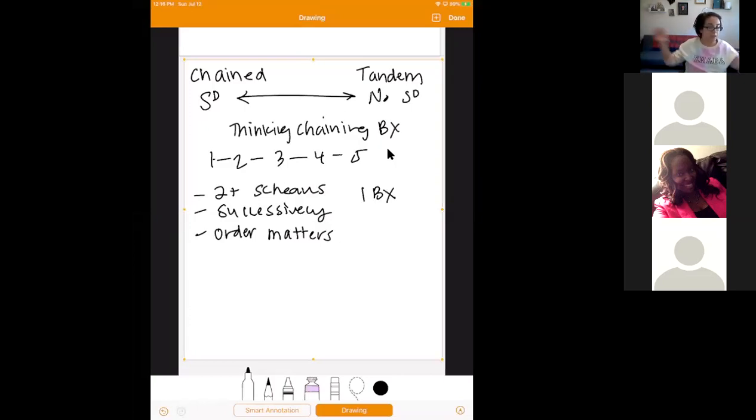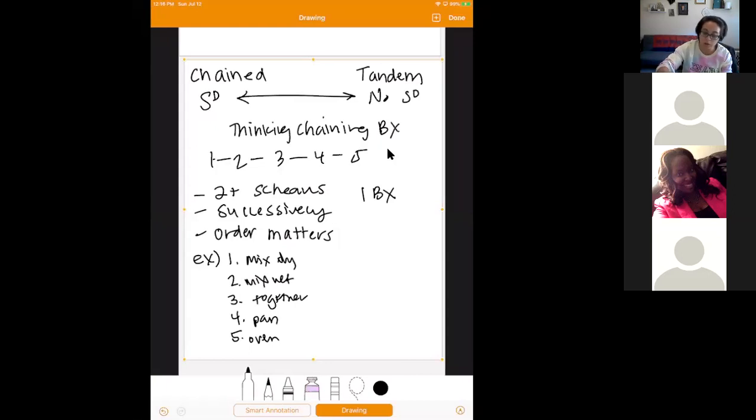So think of this as a recipe for banana bread. We have red bananas at my house, so this is how I was thinking when I wrote this one. Think of a recipe for banana bread, right? With a chained one, we know we have the recipe. We got 1, 2, 3, 4, 5, and you put it in the oven. So you mix dry, mix wet, together, pan, oven, right? We know this one comes after this because we have a recipe. We have an SD, the recipe.